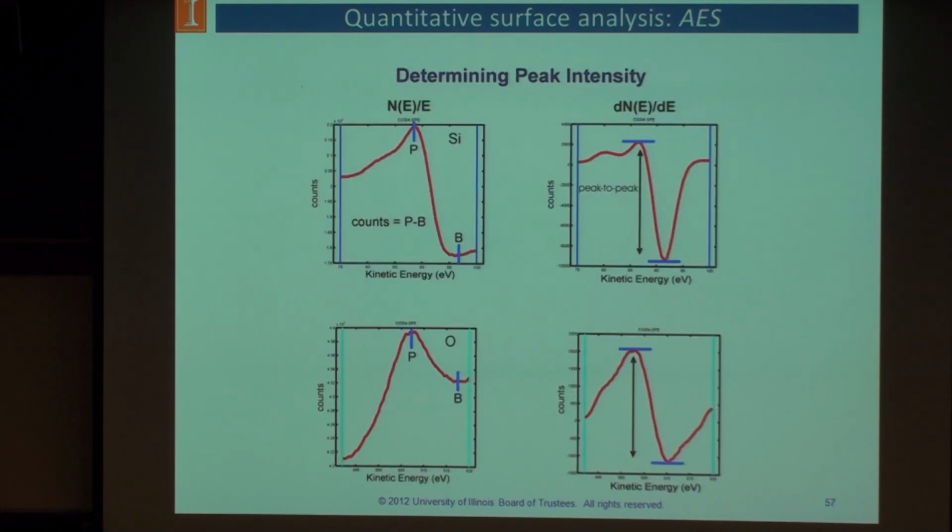Okay, so there are difficulties in determining the peak areas which we'll need for the quantitation with Auger. So one of the two ways we could do it is by using the N of V and doing a peak-to-peak, or doing the peak-to-peak in the first derivative mode. So generally, in Auger, we won't do a peak area like we do in XPS.